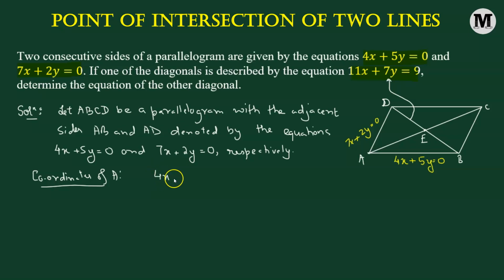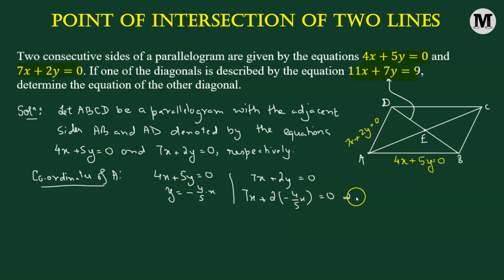Now we have 4x + 5y = 0, so let's isolate y from here. y is going to be equal to negative 4/5 times x. Then we substitute this back into the equation 7x + 2y = 0. So we have 7x + 2 times negative 4/5 times x = 0. When we solve this, we get x equal to 0, and the corresponding y value also comes out as 0. So the coordinates of point A are (0, 0). In other words, the vertex A of this parallelogram is situated at the origin.